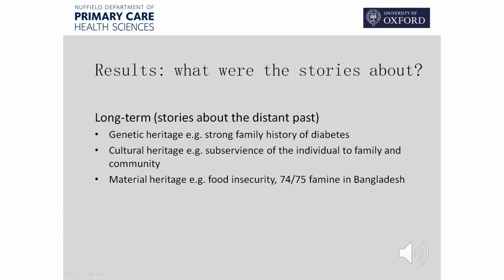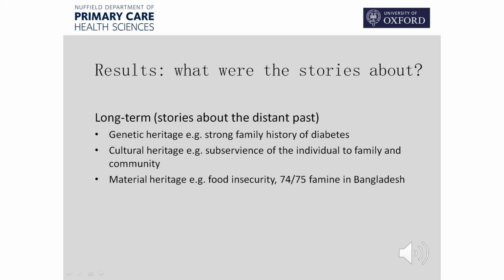Long-term stories were told about the distant past, particularly of genetic heritage. Many would describe a strong family history of diabetes, or say that their cultural group was very predisposed to diabetes. So they knew about the high risk of diabetes in the South Asian populations. They told stories about cultural heritage. They explained the cultural importance of women in particular being subservient to the needs of the family and the community.